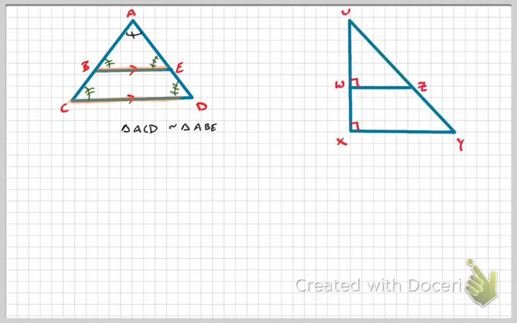Similar concept here, right? So triangle UWZ is similar to triangle UXY. Both of those are right angles. Okay.